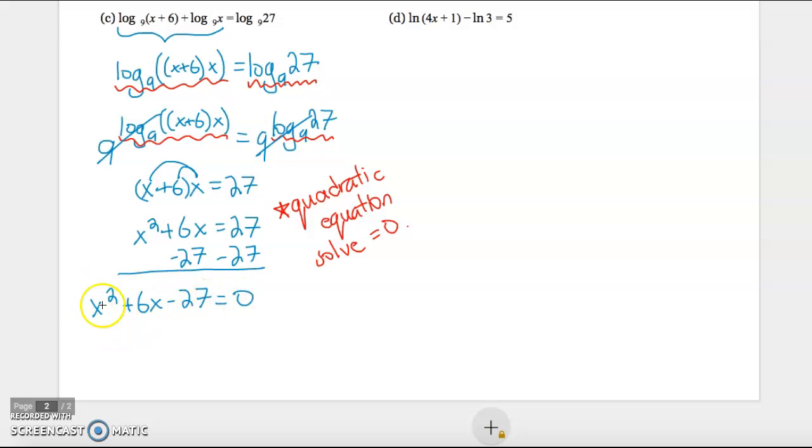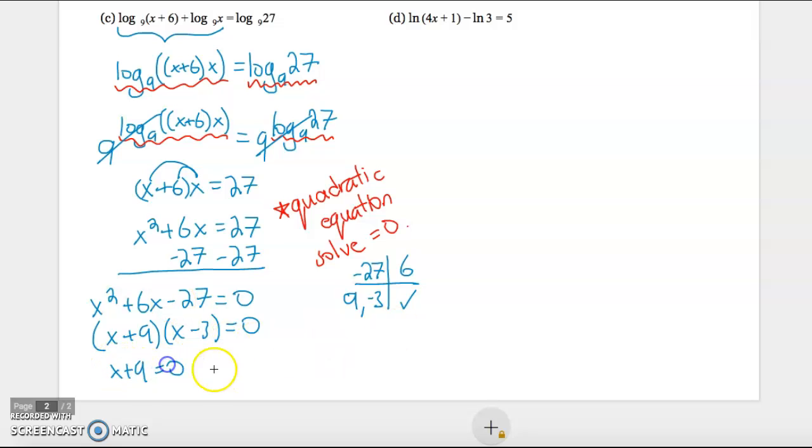This is a quadratic. I don't have any greatest common factors, and I have a leading value of 1, so I'm just going to go ahead and factor. So I figure out what multiplies to negative 27 and adds to a positive 6. That looks like it'd be a positive 9 and a negative 3. Cha-ching. So then we get x plus 9 times x minus 3 equals 0. And then from there we can find our two solutions by separately setting them equal to 0. So my answers are going to be negative 9 and positive 3.